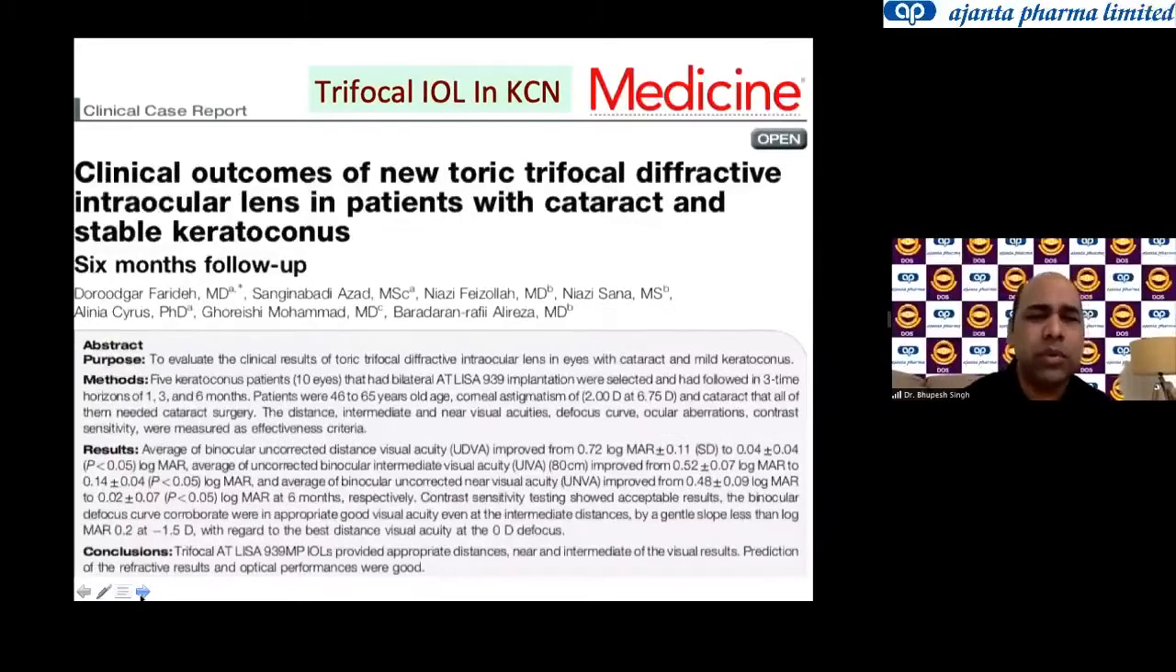There are various case reports coming up with the use of trifocal or multifocal IOLs in keratoconus patients. Although these are very small case series, so it's still not conclusive whether we should go for trifocal IOLs in cases of keratoconus or not. I think we need a larger study for that.